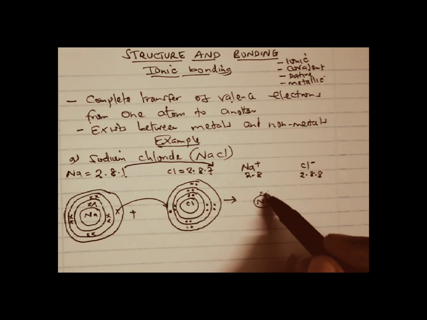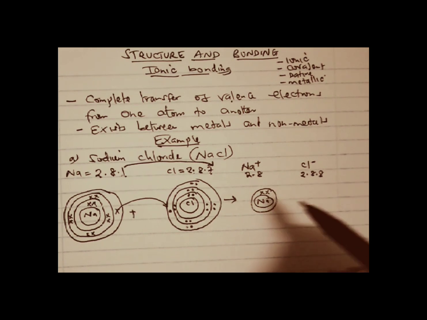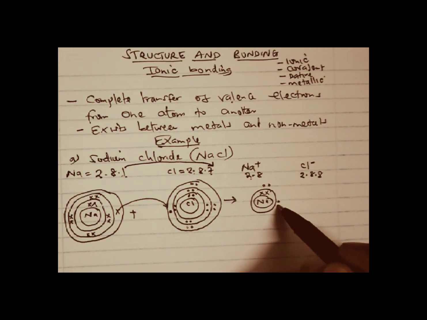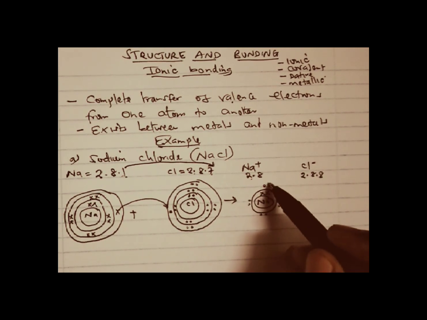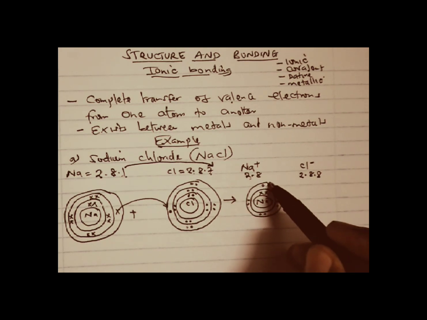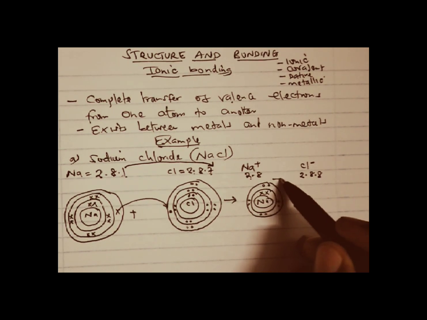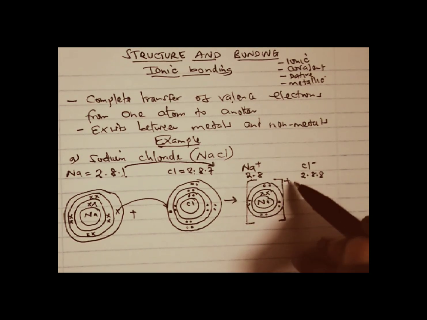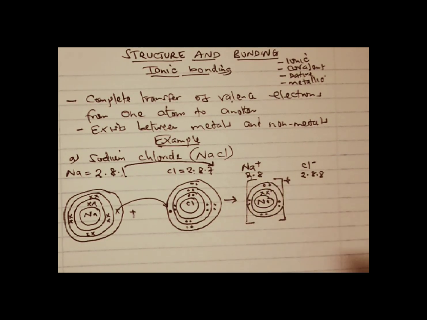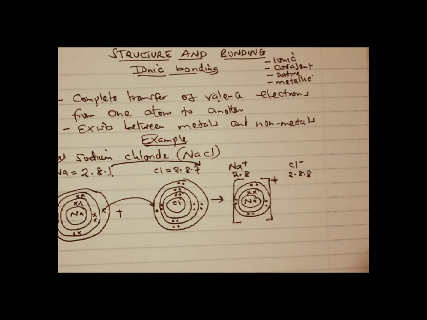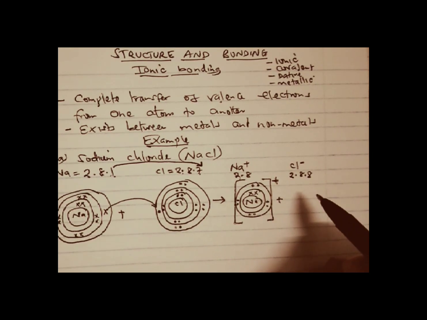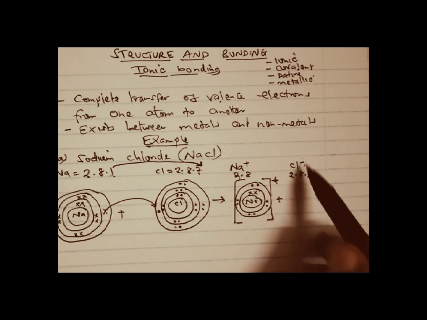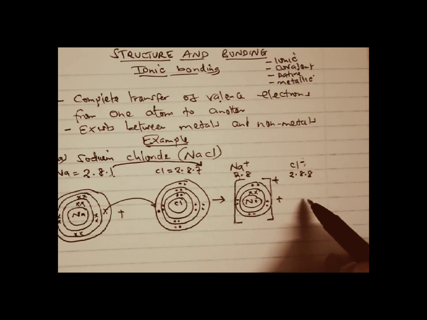Sodium has 2 electrons in the first energy level, then 8 in the second energy level after losing the 1 electron. Since this is an ion, we are going to put it under square brackets. Then we indicate the number of electrons that it has lost to form sodium ion. It is also combining with chlorine. Chlorine gains 1 electron to form a chloride ion.